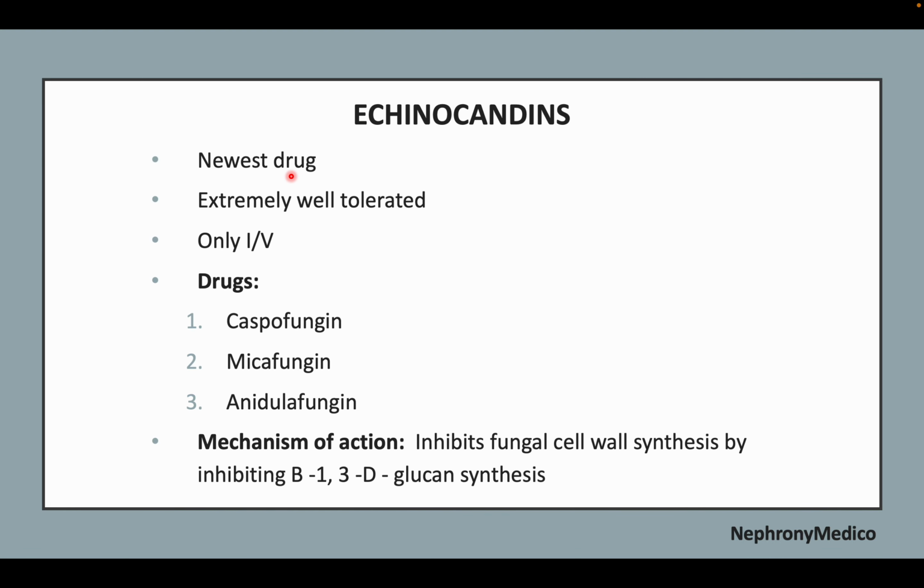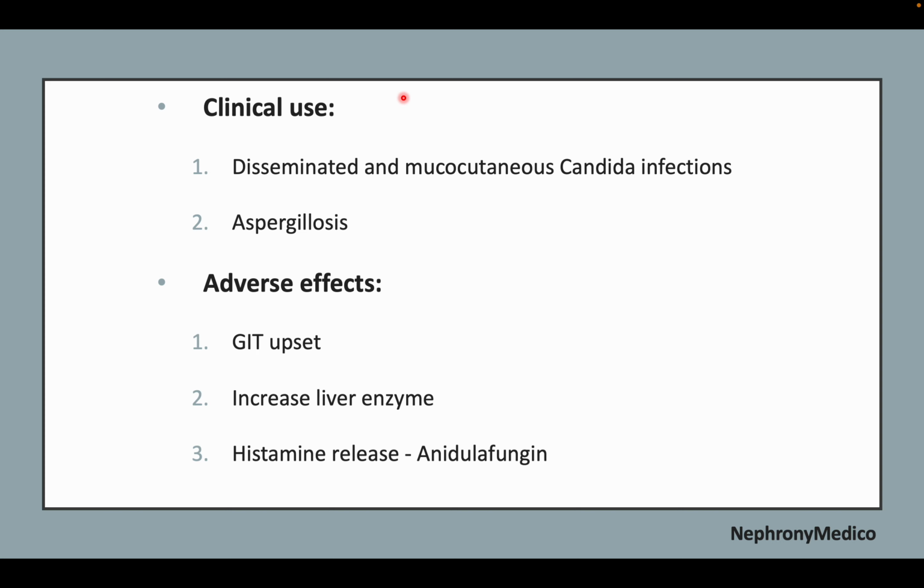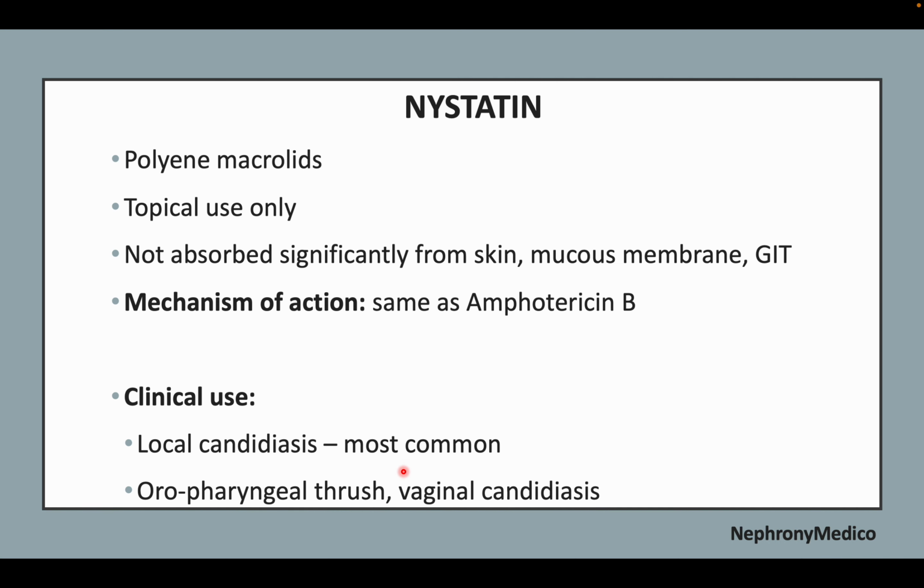Echinocandins. It is a new drug and well tolerated. It includes caspofungin, micafungin, and anidulafungin. The mechanism of action is it inhibits fungal cell wall synthesis by inhibiting beta 1,3-D glucan synthase. It is used for disseminated and mucocutaneous candida infection and aspergillosis. Adverse effects include GIT upset and histamine release.